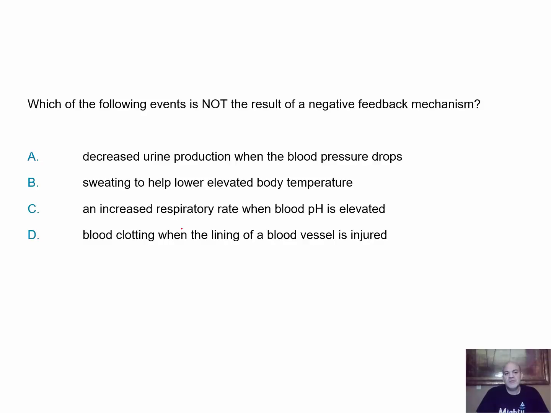The next question, which of the following events is not the result of a negative feedback mechanism? Is it A, decreased urine production when blood pressure drops? Is it B, sweating to help lower elevated body temperature? Is it C, an increased respiratory rate when blood pH is elevated? Or D, blood clotting when the lining of the blood vessel is injured? So that's it for part 1 of chapter 1.